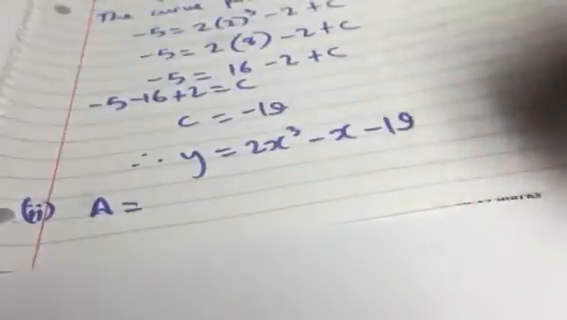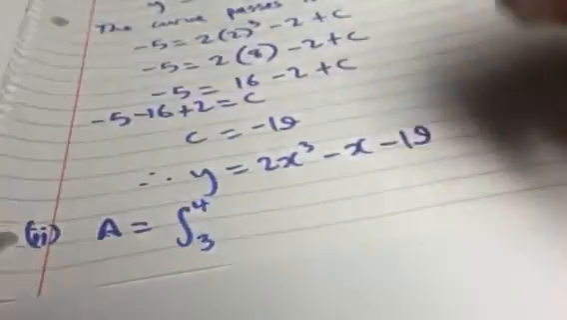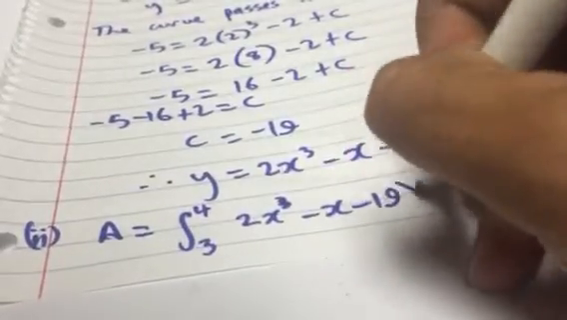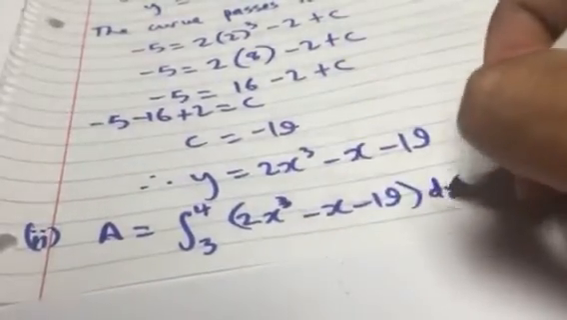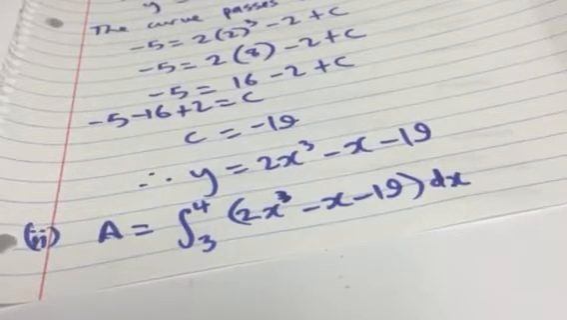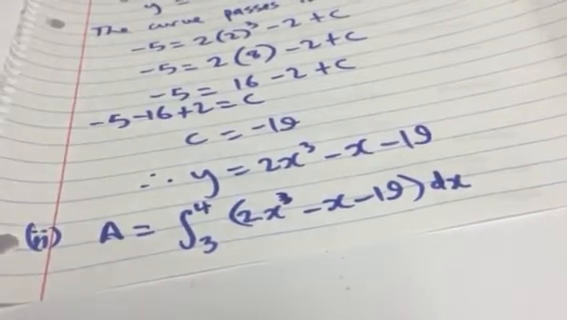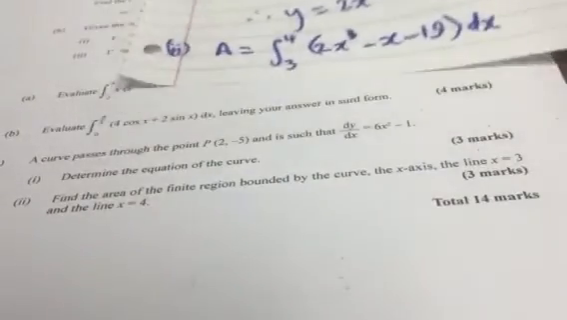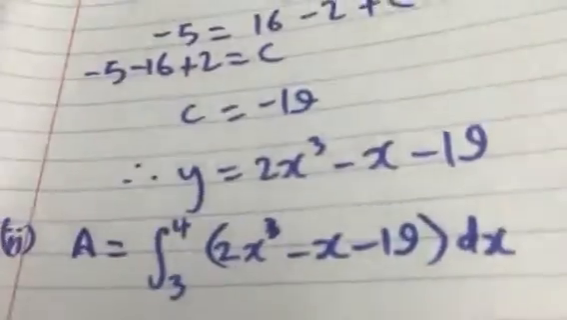The area is equal to the integral between the limits 4 and 3, lines x equals 3 and x equals 4, of 2x cubed minus x minus 19 with respect to x. So we're going to have to evaluate that definite integral, and that will give us the area bounded by the curve, the x-axis, and the two lines, x equals 3 and x equals 4.